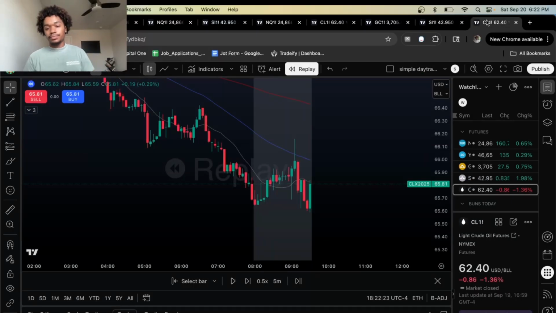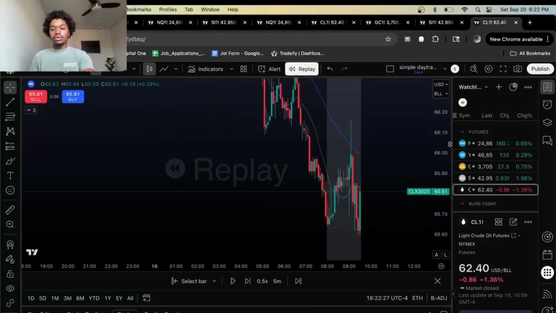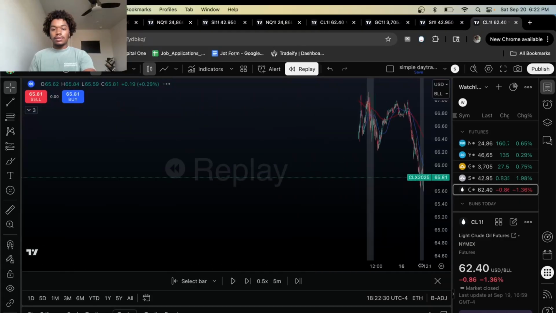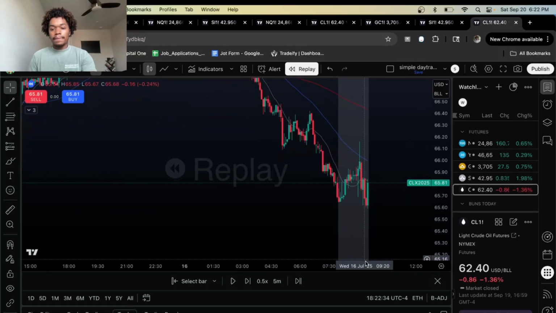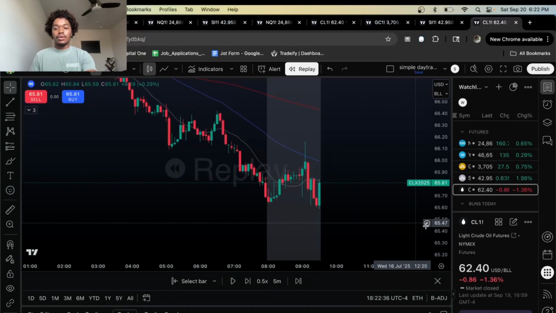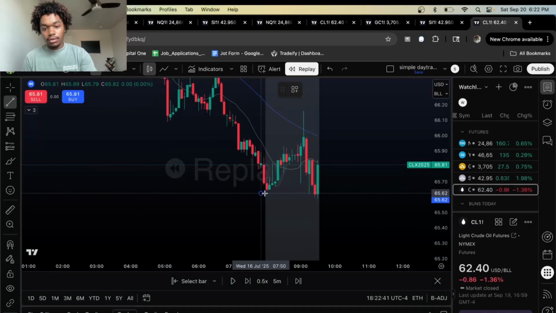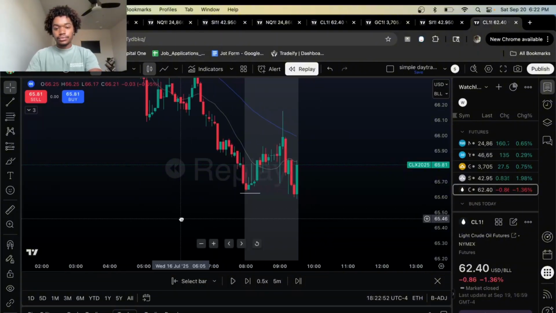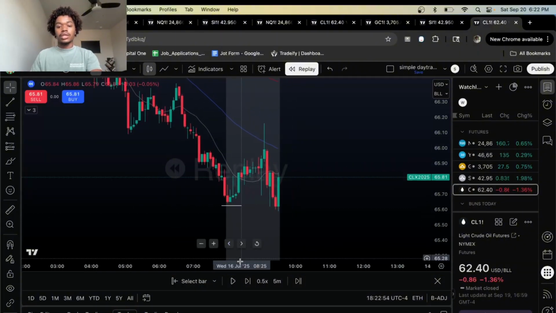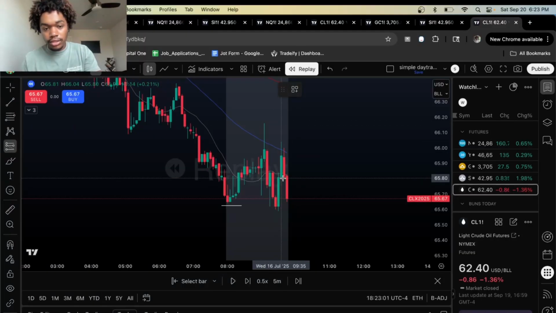One more example, here on oil. Yes, we are going down. Now, in this case, we broke structure during our session. This is a break of structure during the session. And now we're watching oil because it's showing that it wants to keep going down. We're in, bro. As soon as it breaks that, we're in.